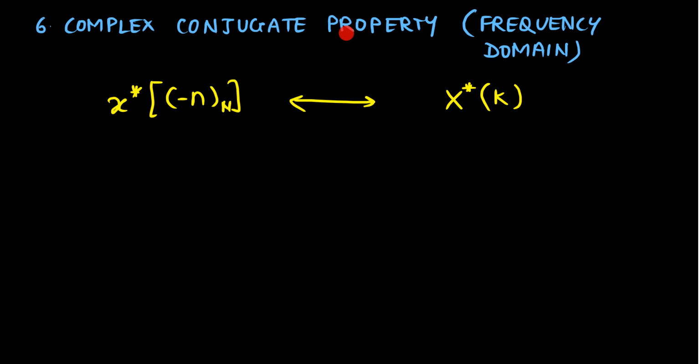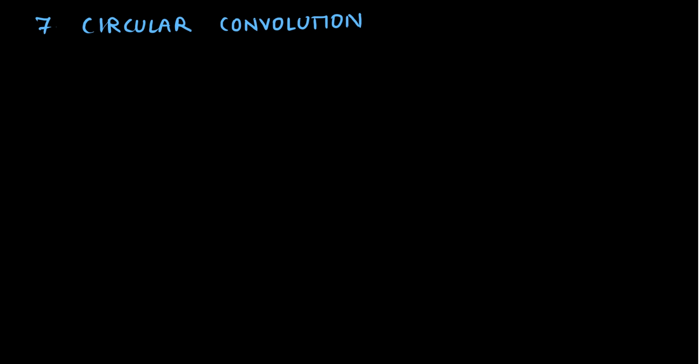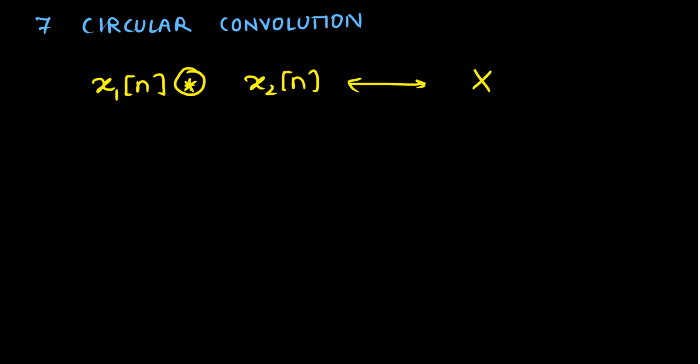So let us move ahead to another property, that is circular convolution, and we had already seen this property, that is if we have circular convolution of two signals, that is x1 of n and x2 of n in the time domain, then correspondingly we are going to get the multiplication of their corresponding discrete Fourier transforms, that is X1 of k into X2 of k, and this is known as the circular convolution.